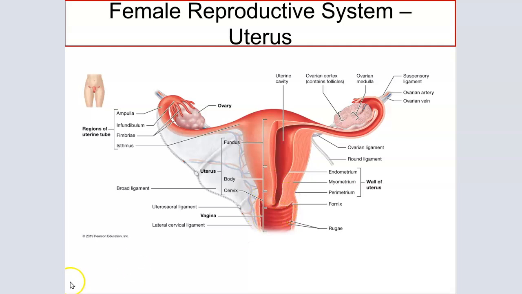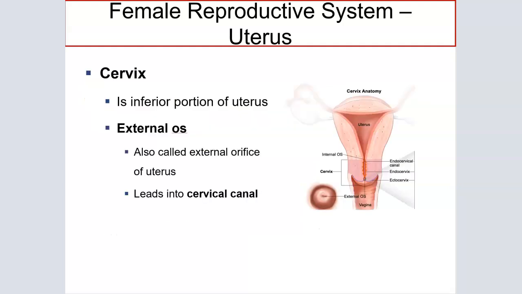Now, if we look at the cervix, so it's the inferior portion of the uterus, we'll notice that it has a couple of things to know. One is called the cervical os. So there's actually two. There's an internal and external. We're just learning the external os.